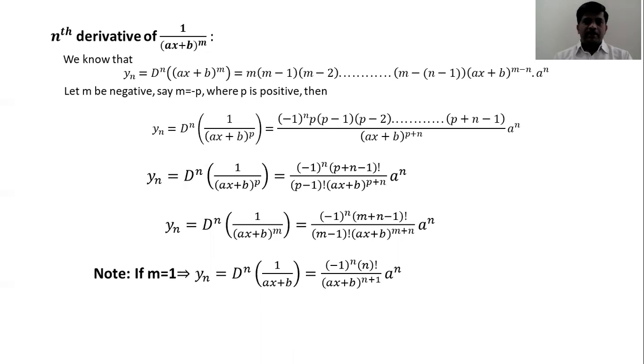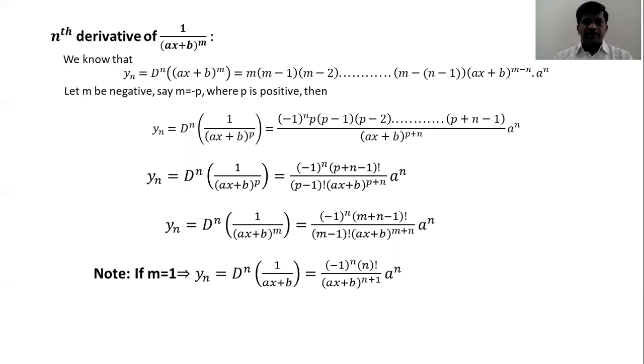Let m be negative, say m is equal to minus p, where p is positive. If you substitute m is equal to minus p in the above expression, then it reduces to yn is equal to the nth derivative of 1 by ax plus b power p, is equal to minus 1 whole to the power of n, p into p plus 1, p plus 2, and so on, p plus n minus 1, divided by ax plus b power p plus n into a power n.